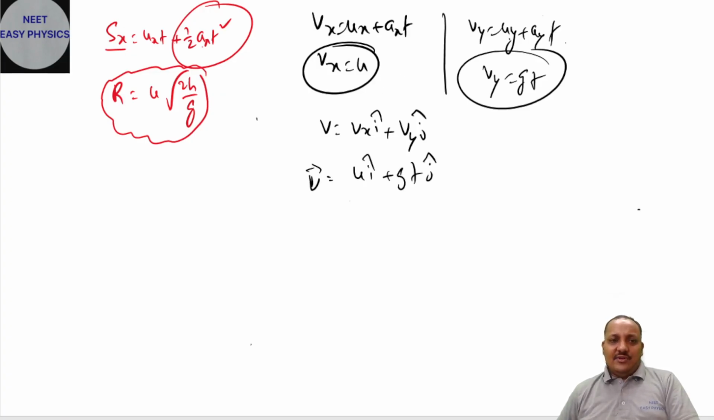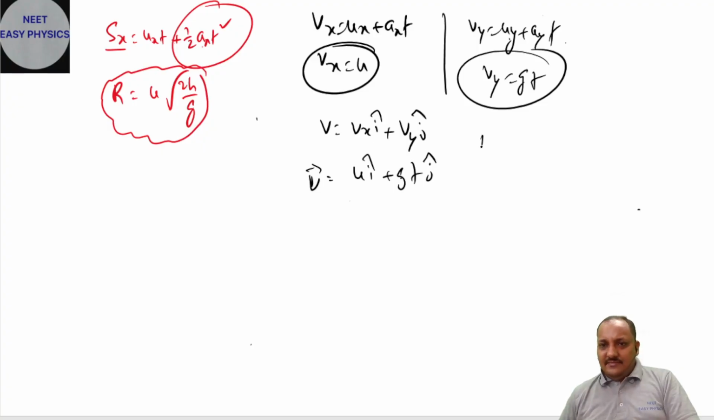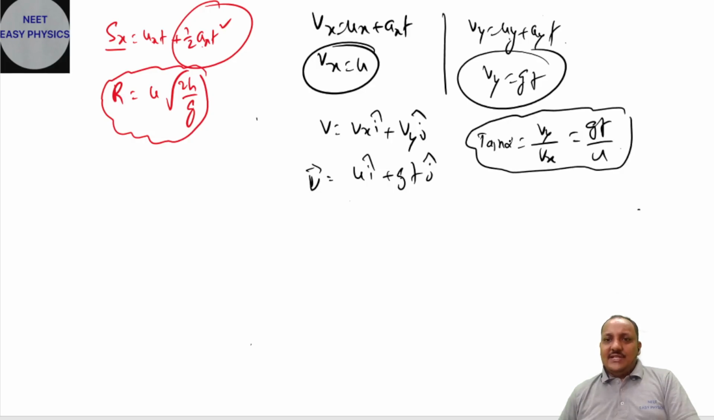How much angle is it going to make? Tan alpha equal to opposite side by adjacent side. Opposite side means Vy. So tan alpha is Vy by Vx. What is Vy? gt by u. So they will ask, after t time, how much angle is it going to make with the horizontal? At that time, you have to use this equation.